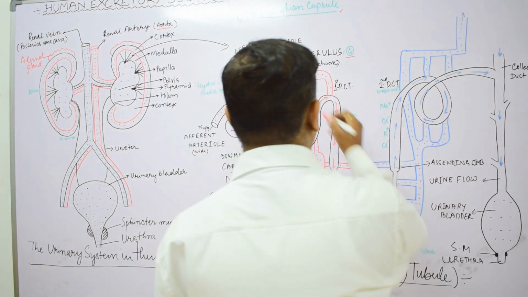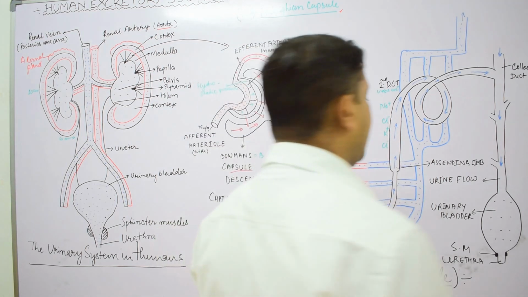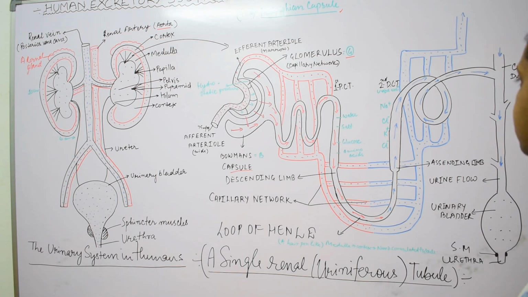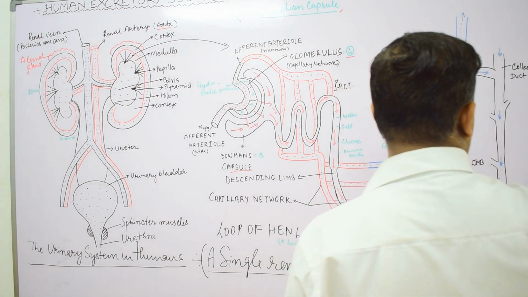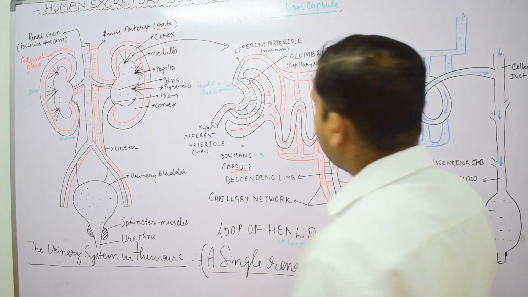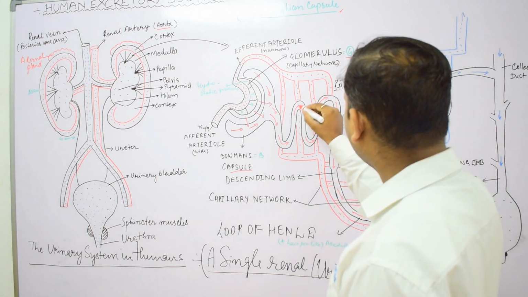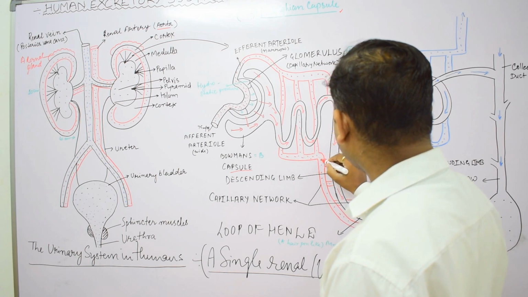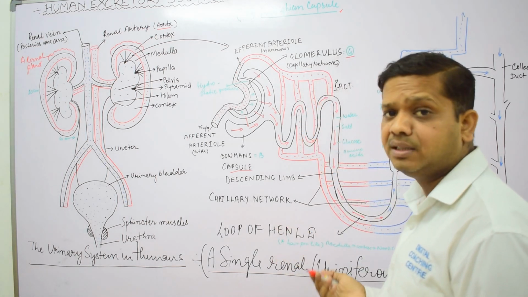After that you will see the first proximal convoluted tubule, which has an absorption function, and this is very essential. Most of the NaCl and water will be absorbed by these capillaries if it is required by the body.